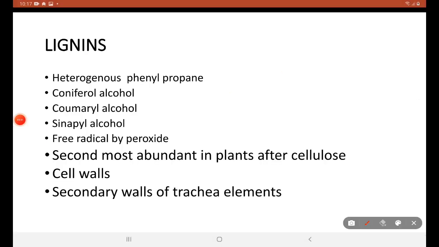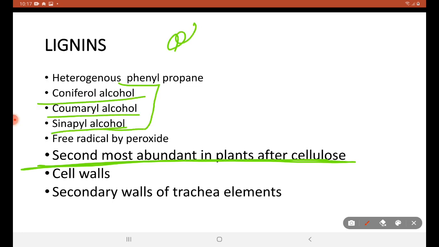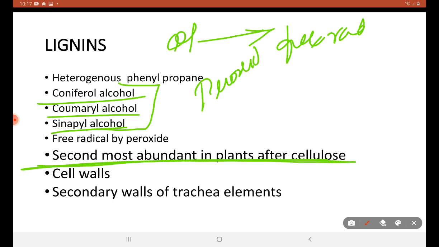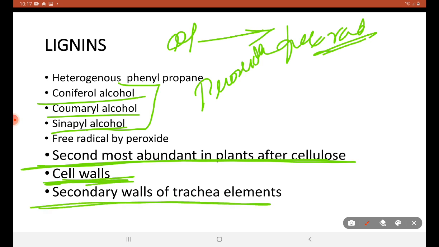Lignin is the second most abundant in plants after cellulose. These are the three simple monolignol alcohols. The alcohol is oxidized to free radical with the help of the enzyme peroxidase and they form lignin. They help in secondary wall formation, cell wall formation. They are heterogeneous phenylpropane polymers.